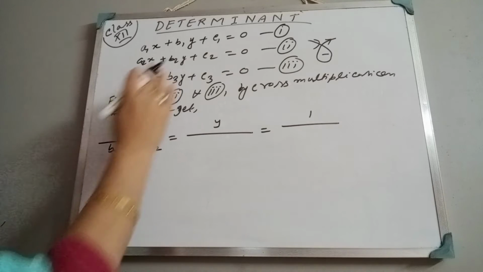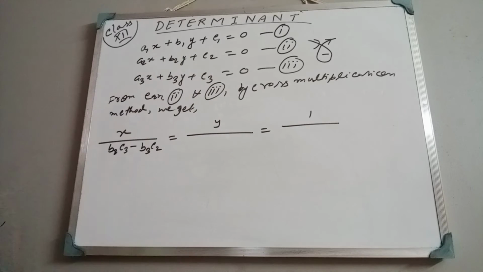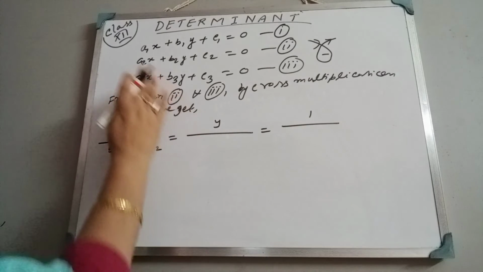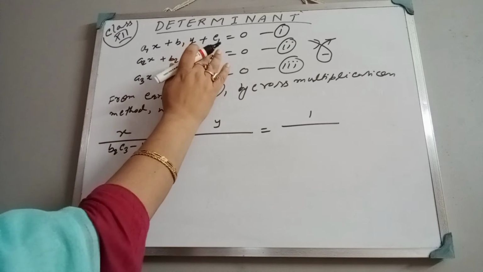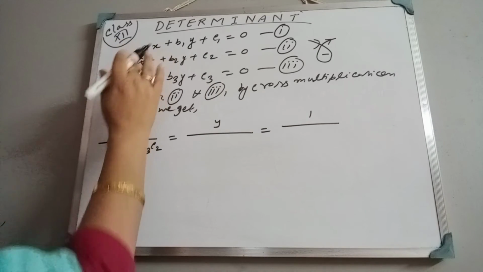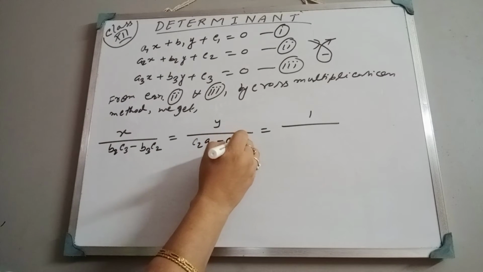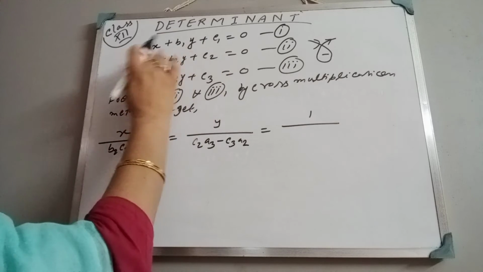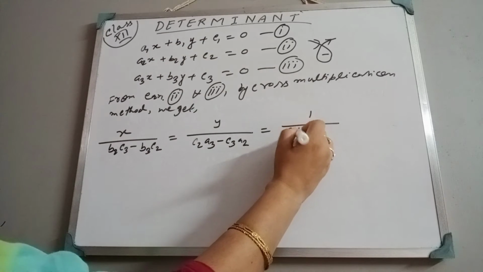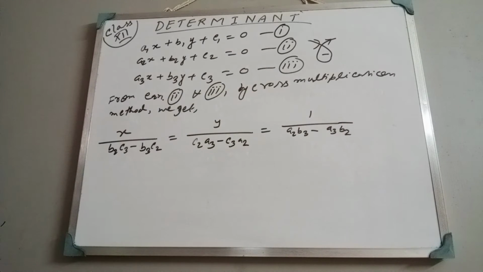Similarly, we will write for y. That means if we switch off these two, then we will get a2c3 minus a3c2. Okay, one minute. b2c3 minus b3c2, then we are at c2, then we will start from c2: c2a3 minus c3a2. Now we are at a2, then a2b3 minus a3b2. This is the rule for cross multiplication method.